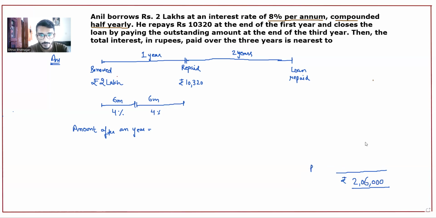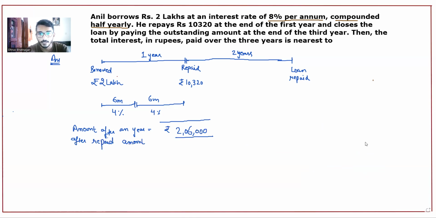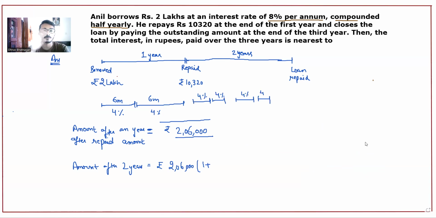Now we have to calculate the amount after a year, after the repaid amount. I have to calculate the amount after 2 years now. So the amount after 2 years would be, now the new principal is 2,06,000 for me, and I have to apply the fundamentals. 1 plus rate of interest is 4%, and 4% I can see it is 4 times, because this 4% is for 6 months and I have to cover 2 years.